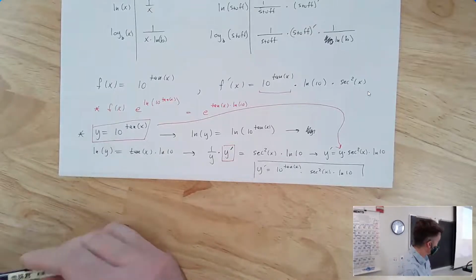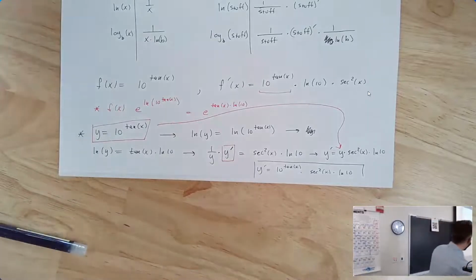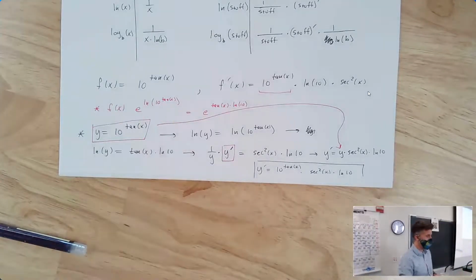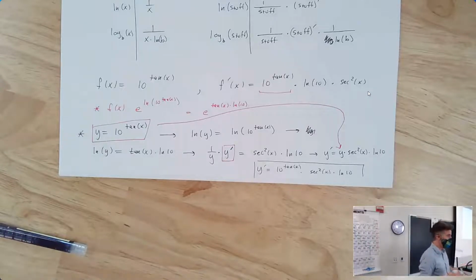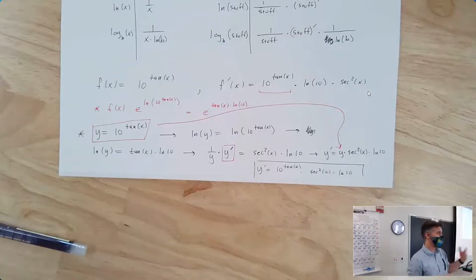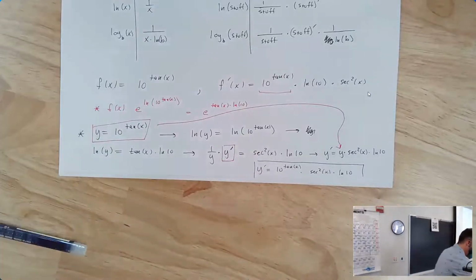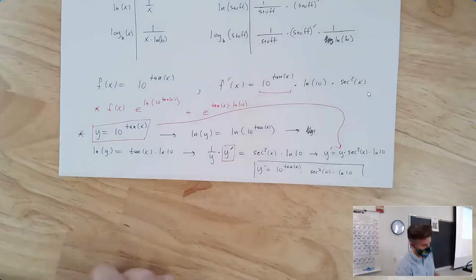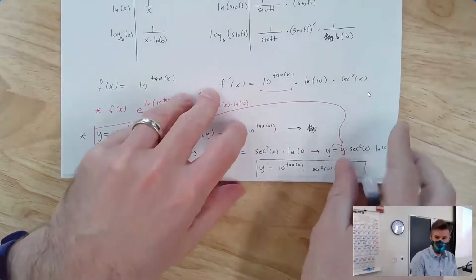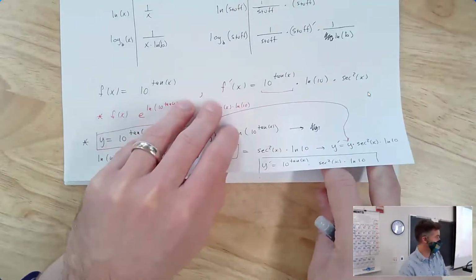But honestly, I think the expectation is if your base is a constant, so if you've got 10 to the some function or 2 to the some function or 5 to the some function, the most efficient thing to do is to memorize the process, right? The derivative of 10 to the something is 10 to the something times the derivative of the something times the natural log of 10. But you can't use that formula for the next example.